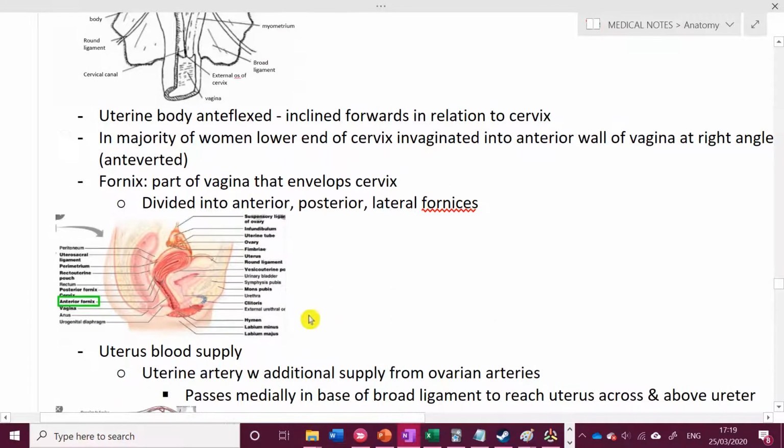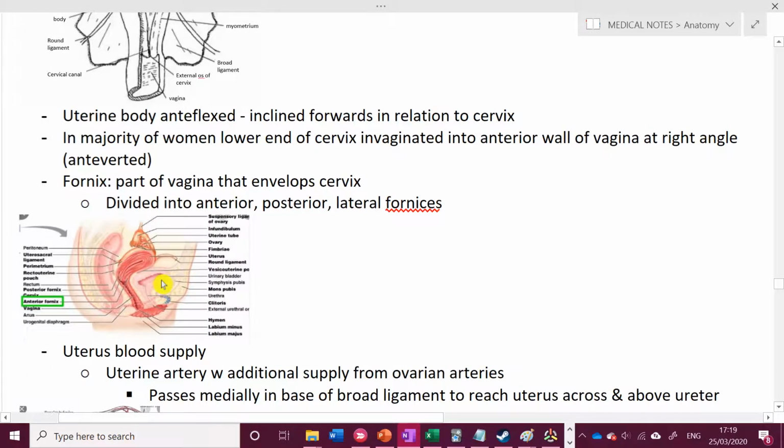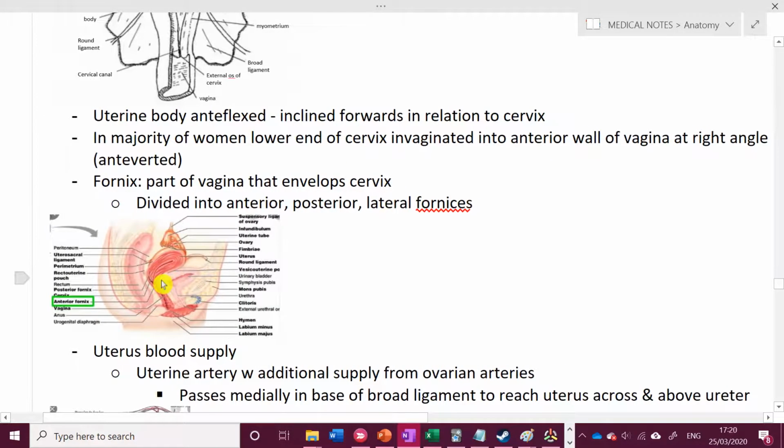The uterine body is anteflexed, meaning that it's inclined forwards, anteriorly, in relation to the cervix, so this would be anterior and posterior, it's anteflexed. In the majority of women, the lower end of the cervix is invaginated into the anterior wall of the vagina at a right angle. So it's anteverted and anteflexed. So you can see this sort of right angle here.